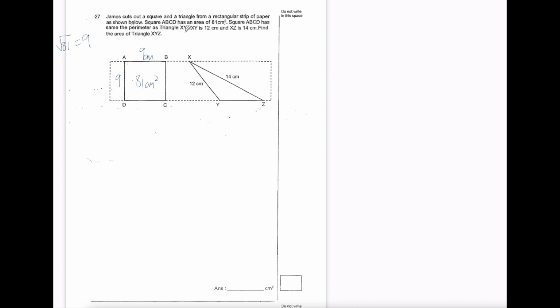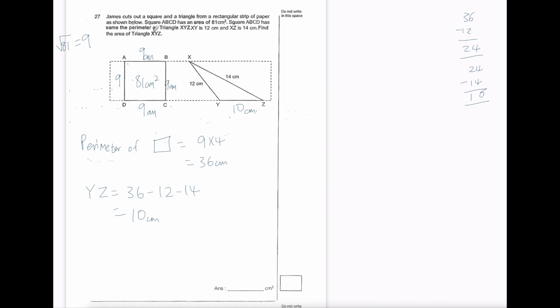Square ABCD has the same perimeter as the triangle here. If the perimeter is the same, can we find the perimeter of the square? Perimeter of square equals 9 times 4, because there are 4 sides, so we get 36 cm. They have the same perimeter, so can we find out what y exact is? We can just take 36 minus 12 minus 14. Let's do our working here. We're going to get 10 cm. So y exact is 10 cm.